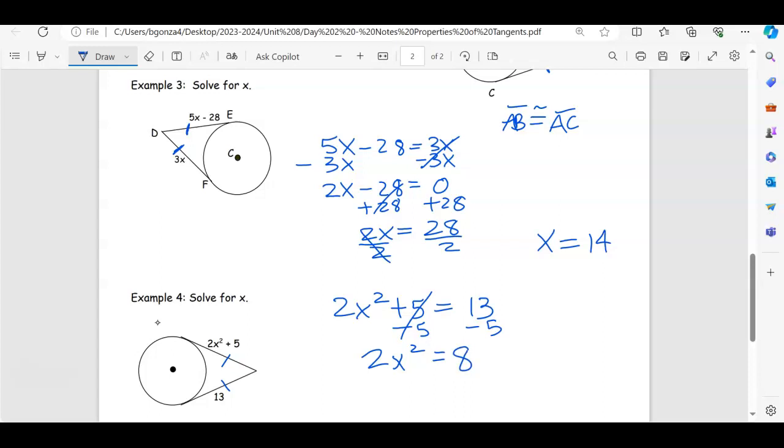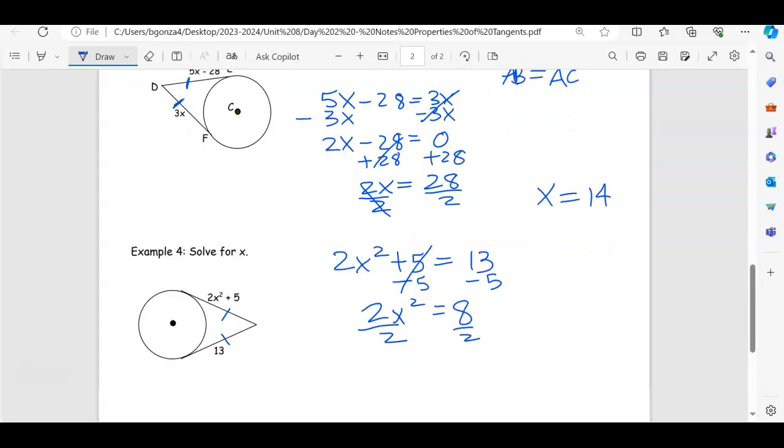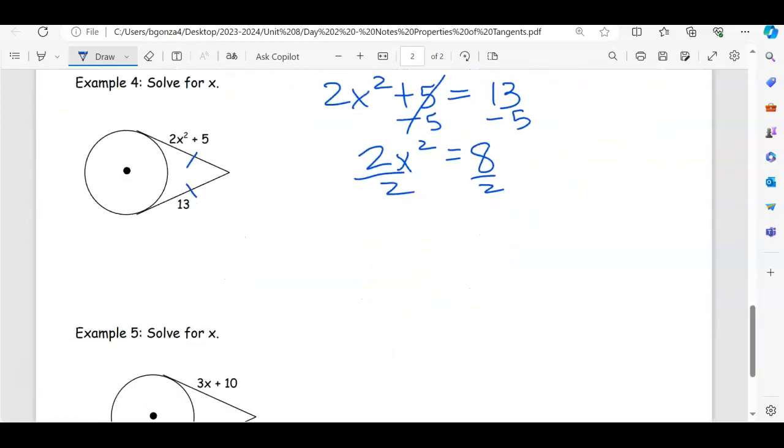If I'm trying to get x by itself, do I get rid of the 2 or the squared? And I'm telling you, it's the coefficient 2. Just like last problem, to get rid of a coefficient 2, you have to divide. Divided by 2, divided by 2. X squared equals 8 divided by 2 is 4.